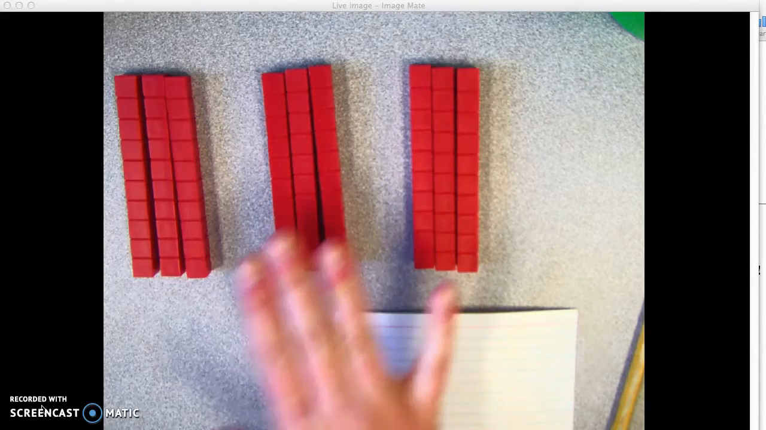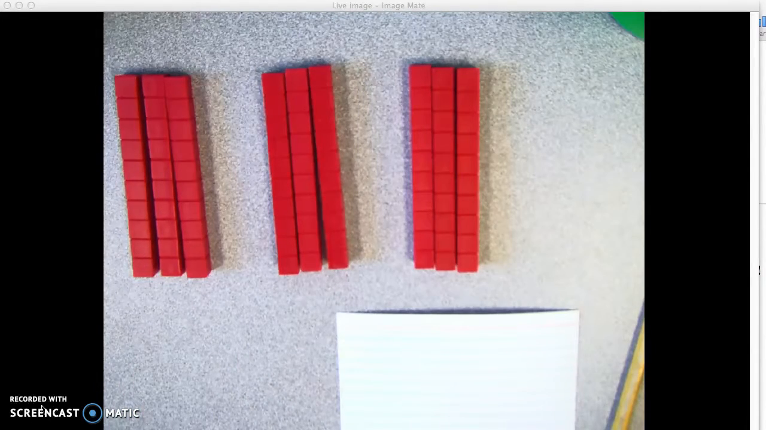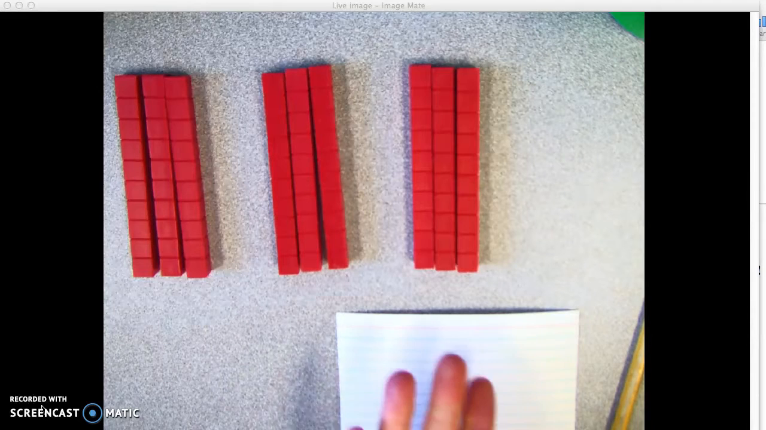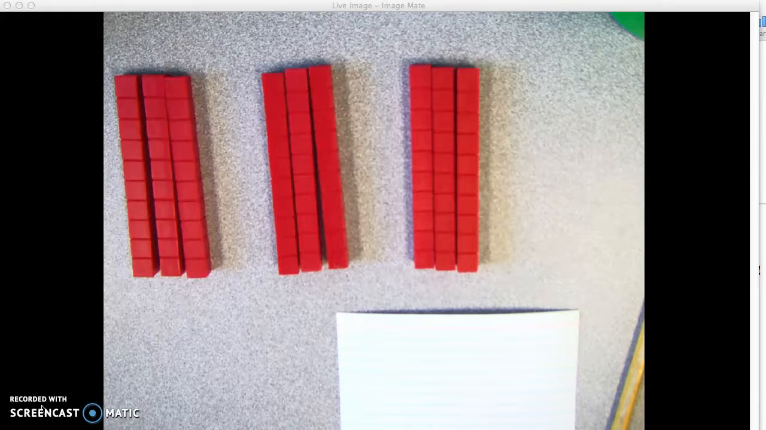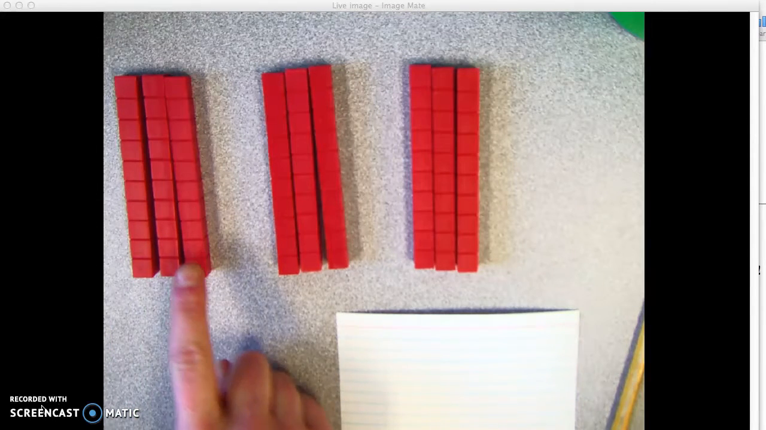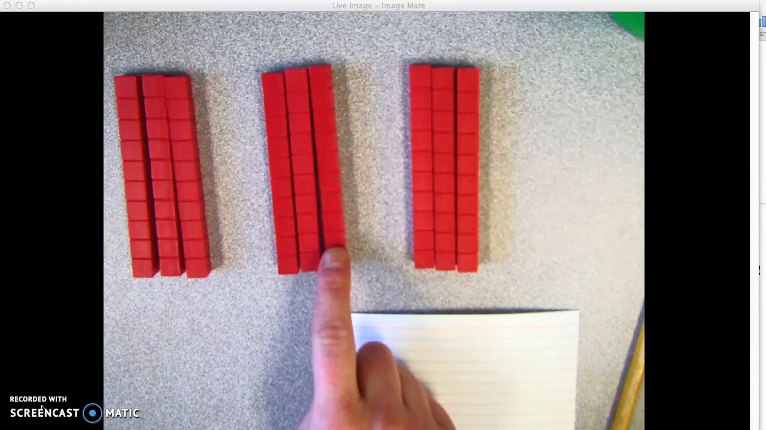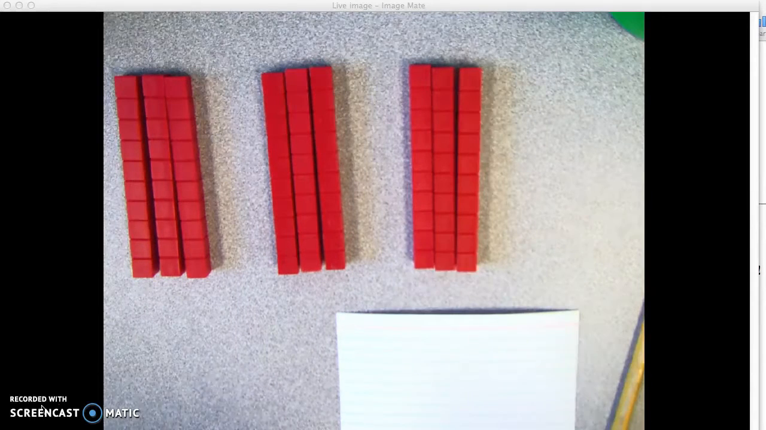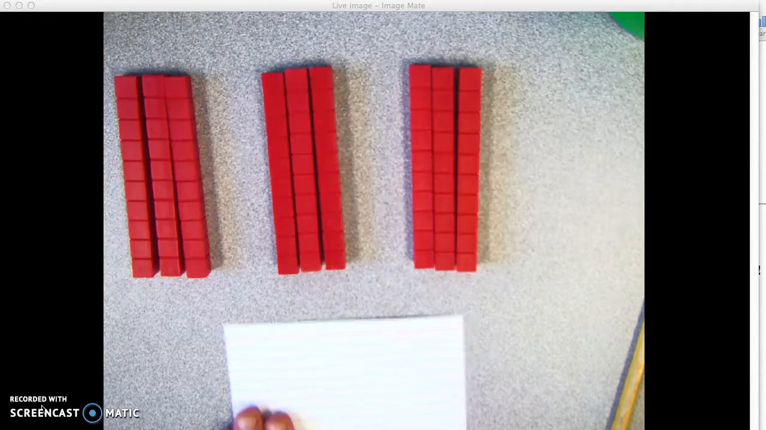Okay. So now I have 1, 2, 3 sets of 30. How many units does this model? How many do I have total now? I can count by tens to find that I have 10, 20, 30, 40, 50, 60, 70, 80, 90. But what does this really show us?